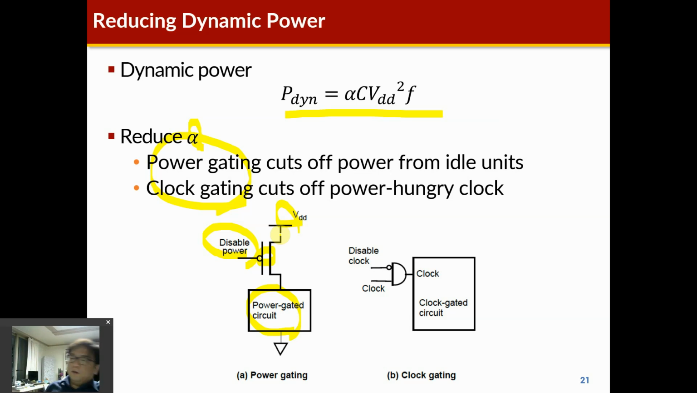Then in reality, power gating is not a simple issue. So actually, power gating should be cautiously controlled.